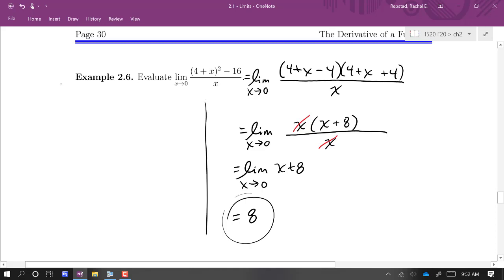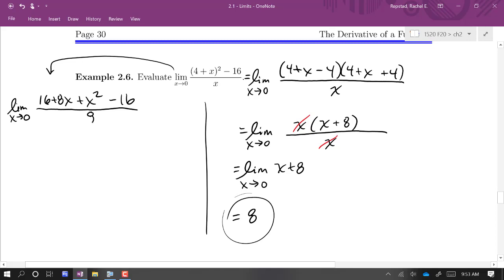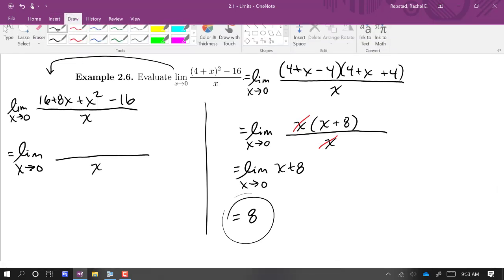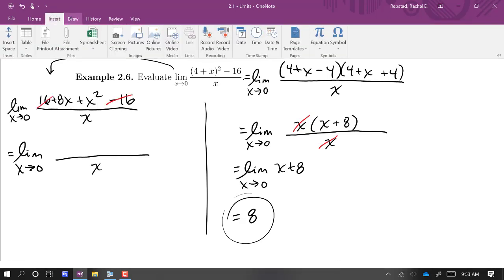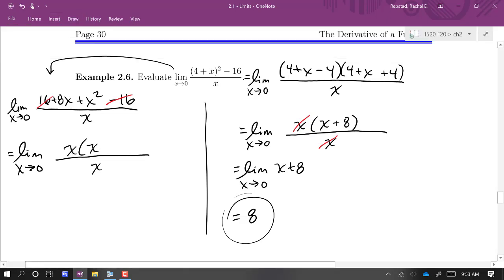The other option, as I mentioned in the beginning, was to actually expand out 4 plus x squared. So that's 16 plus 8x plus x squared, and then minus 16. Oh, I wrote divided by 8 at the bottom. Obviously that's x. And the 16 and the minus 16 will cancel each other out. And we have 8x plus x squared is x times x plus 8. And then, of course, now we're back at where we were in the other step.